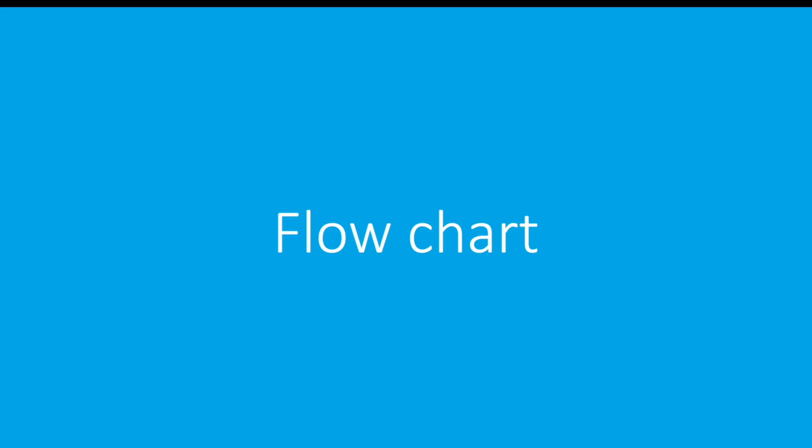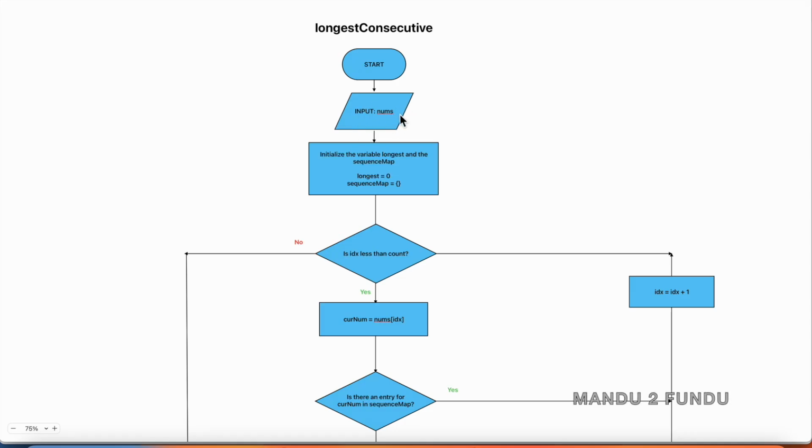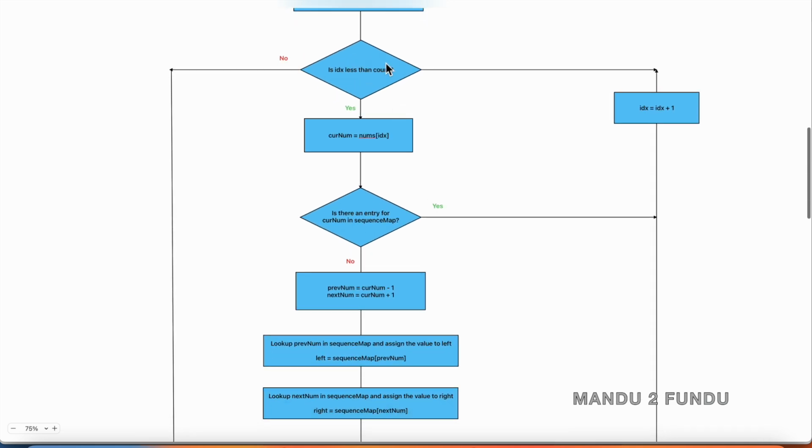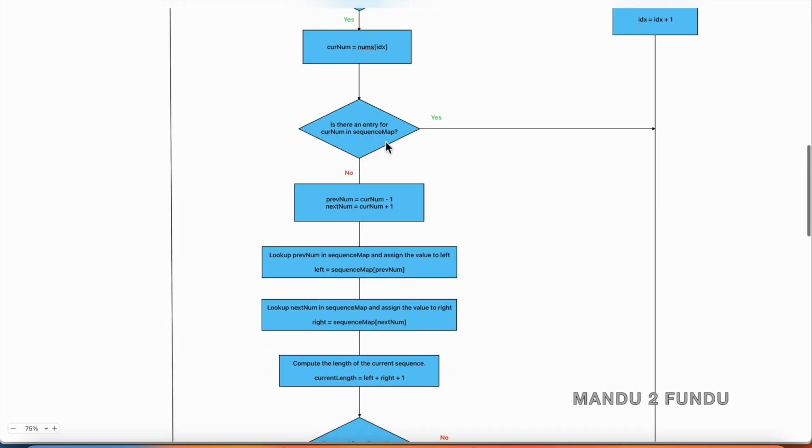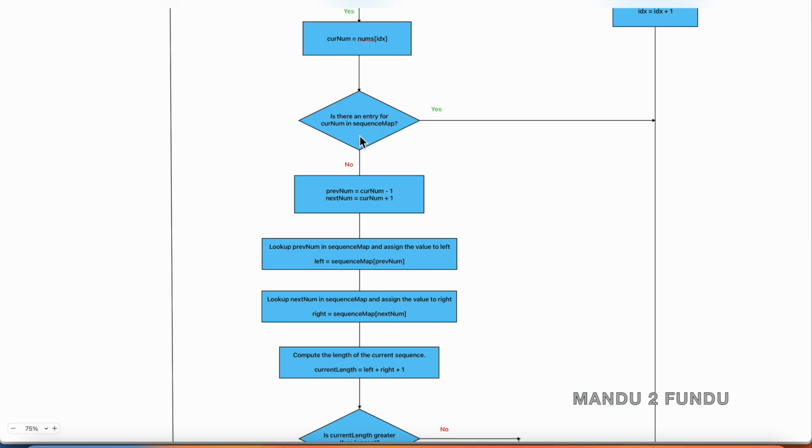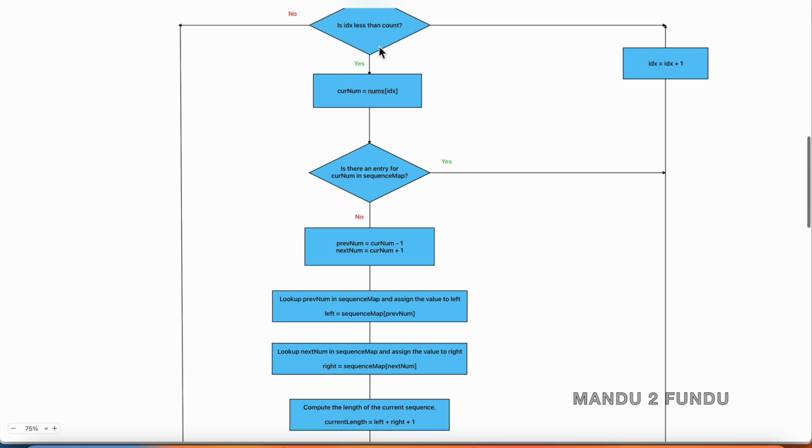Let's look at the flowchart. Input for this procedure is the nums array, and then first we initialize the variable longest and then the sequence map. The longest will be initialized to 0 and the sequence map is an empty map. First we check whether we processed all the elements in the array. If it is not, then we read the current number and then we check whether there is an entry for the current number in the sequence map. If there is an entry, that means we already processed that element, so we have to skip the duplicate. So we go ahead and process the next element.